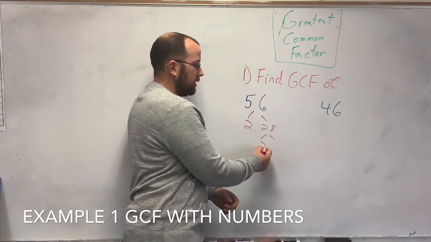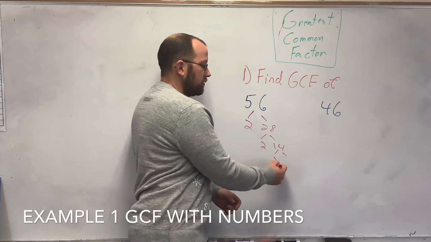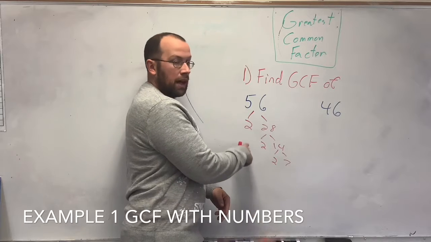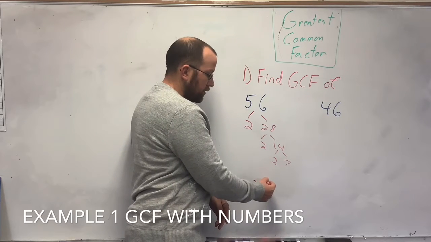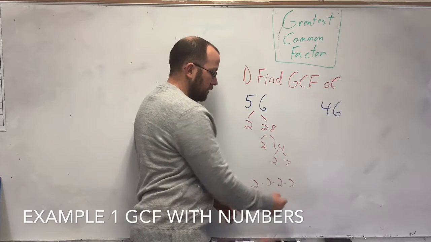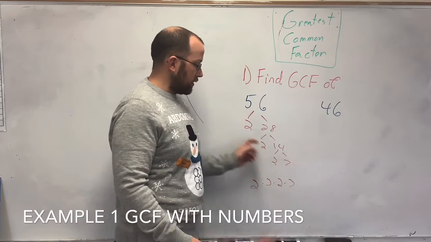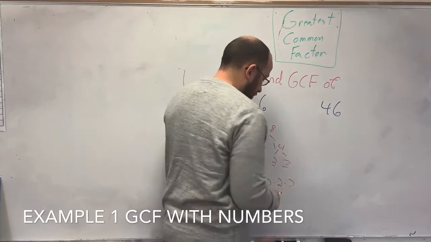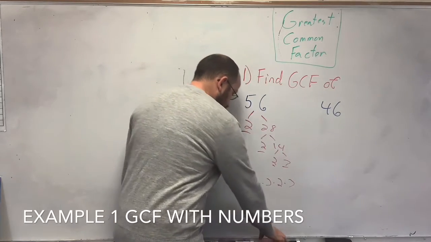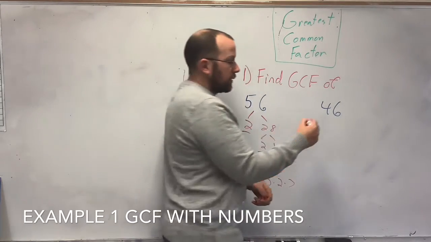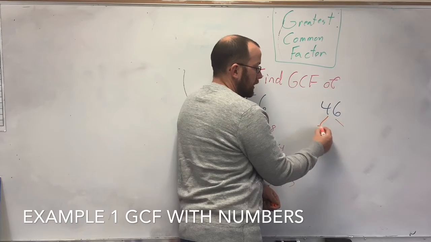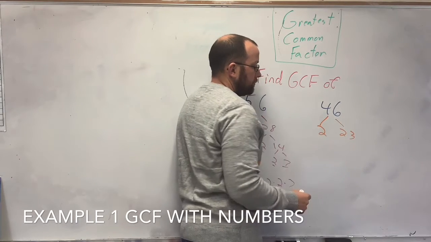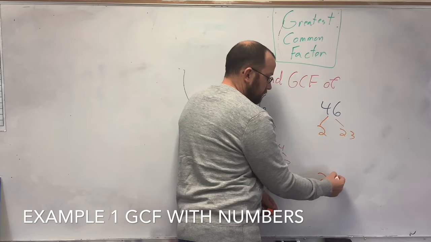So 2 and 28, 2 and 14, 2 and 7. Now all of the factors on my factor tree I'm just going to write out. So 2, 2, 2, 7. Now I'm going to come over to this number and do a factor tree for it. 2 and 23. That's it. So I write that out.